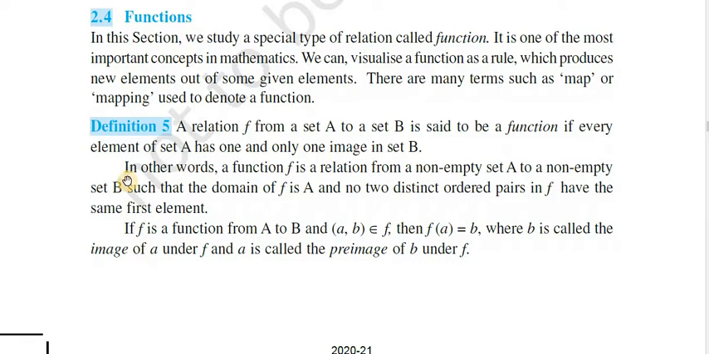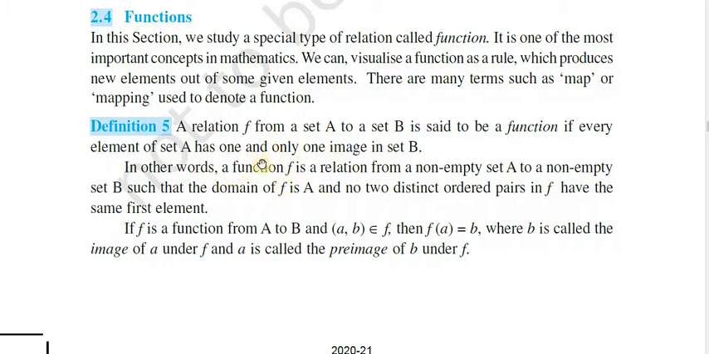So we can go to definition 5. You can see a relation f from set A to B is said to be a function if every element of A has one and only one image in the set B. Okay, this is the definition of a function.